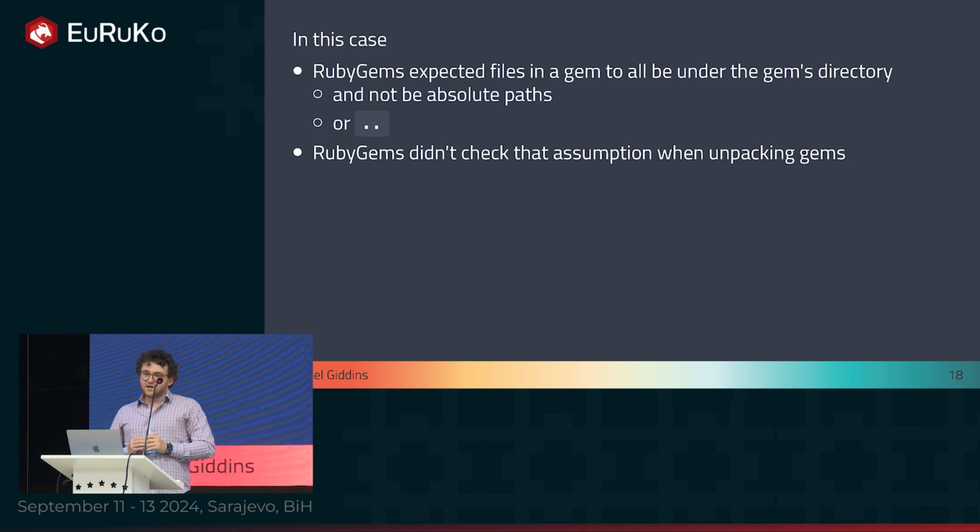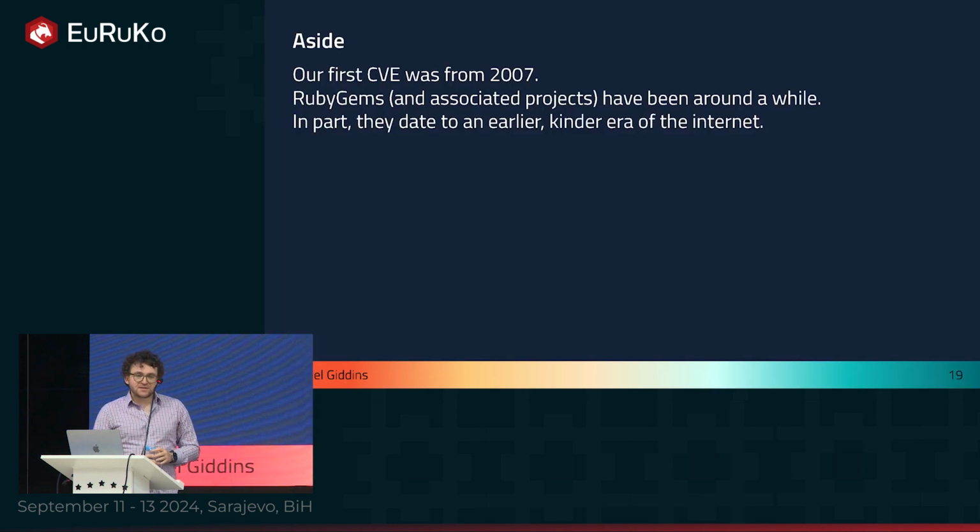So I could give you a gem, and if I could guess where it would be installed, I could say override literally any file on your system. Pretty bad. As I mentioned, this was from 2007. It was found and fixed. And the description of the bug and the fix were all published in 2007.